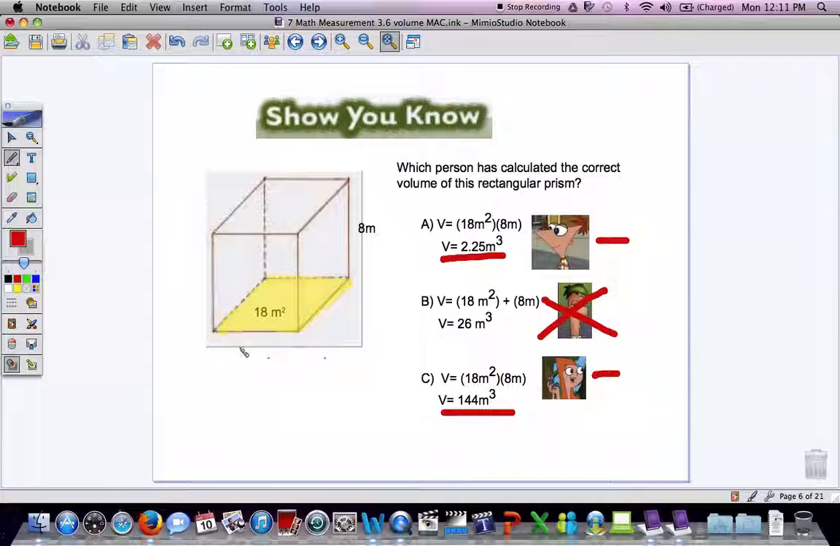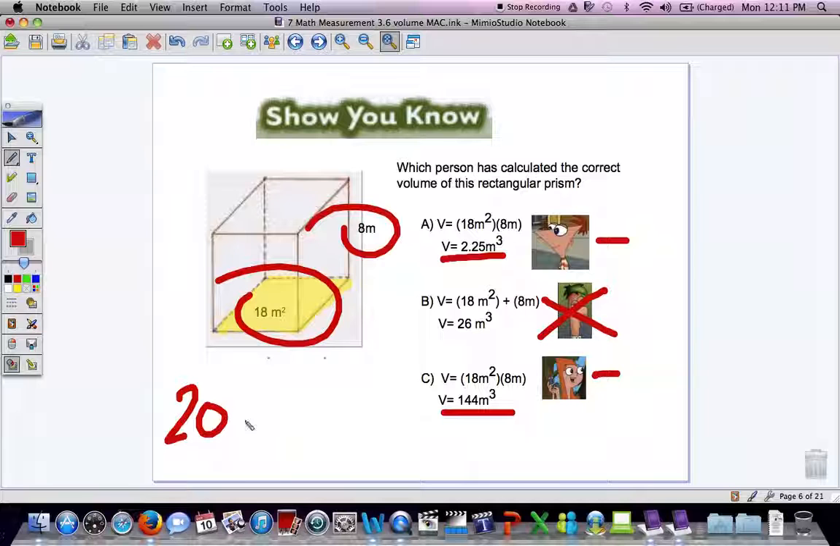We know by estimation that 18 is really close to 20 and that 8 is really close to 10. So if you did 20 by 10, we know that that equals 200. So who is going to be correct? Candace is correct. Ferb got points for his formula, but he got dinged a couple points for his final calculation.